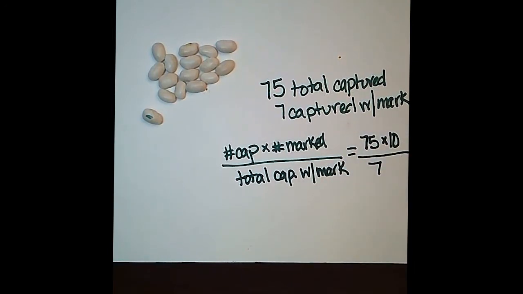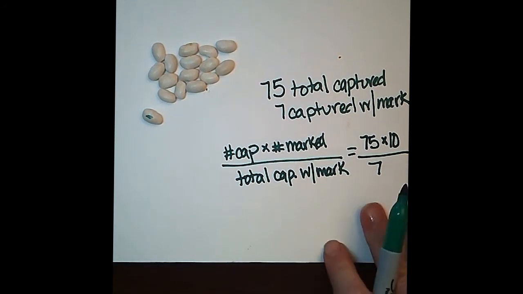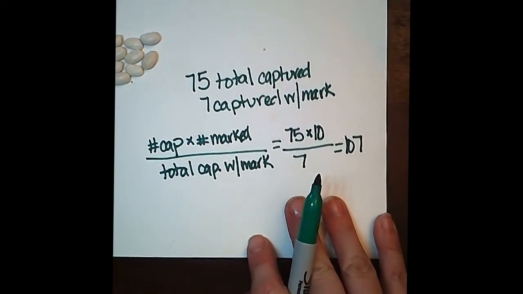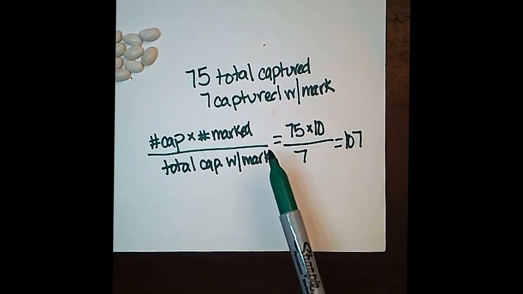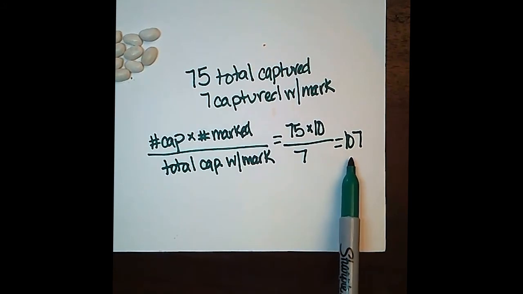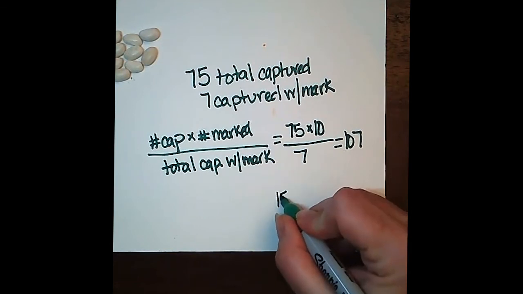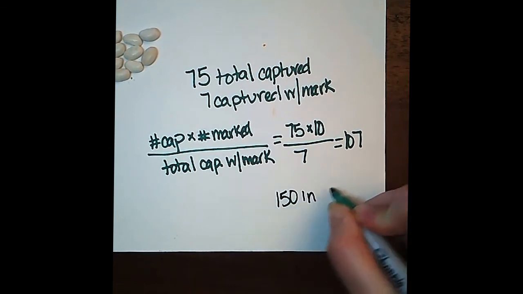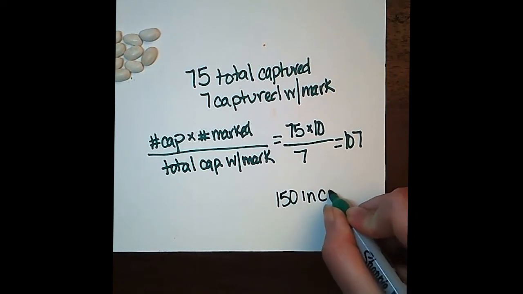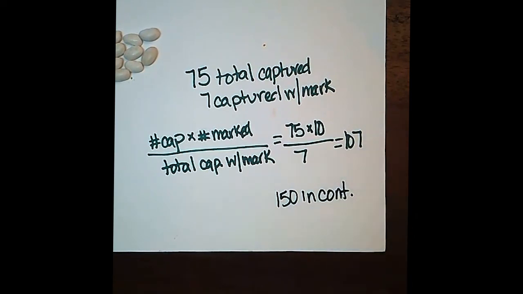All right, so let's do a little math here. 75 times 10 is 750, divided by 7 is 107. So this is estimating that our total population size is 107. All right. Now I had actually 150 in my bag, or in my container. So as you can see, this isn't a very accurate representation.